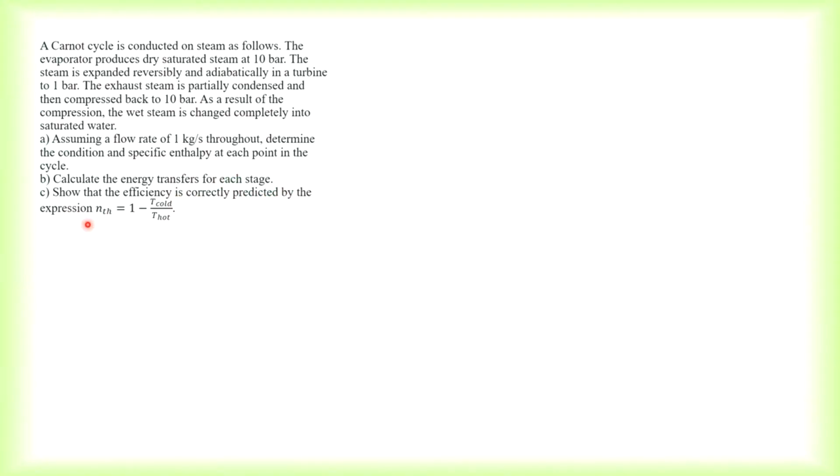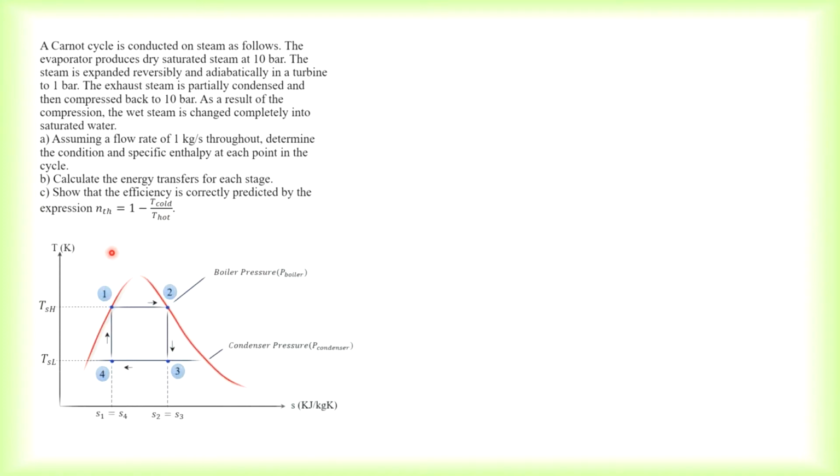Efficiency is correctly predicted by the expression of 1 minus T cold over T hot. Okay, so the first thing is our Carnot cycle. So this would be your Carnot cycle. And this would be the boiler pressure, saturation dome first, remember, saturation dome. Then you have your high pressure, that is the boiler pressure of 10 bar. And then the next pressure line will be based on your condenser pressure, that is 1 bar, okay?